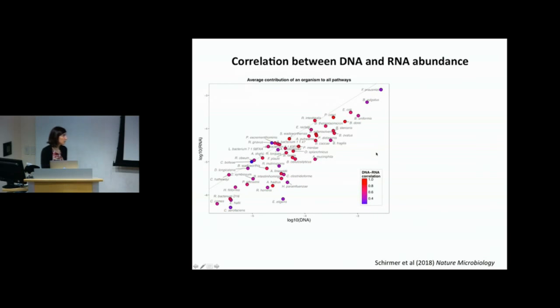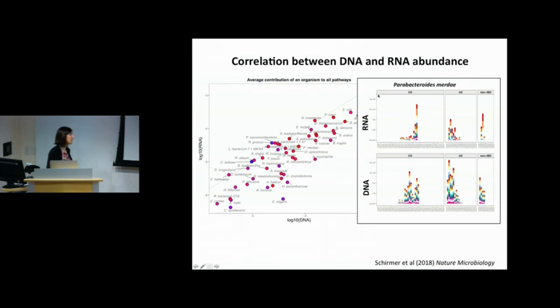So the first big overview here is just looking at DNA and RNA abundance for every species that we've seen. Now we're looking at pathways is what this plot is, but you get very similar results with other classifications. So looking at the pathways, you could see that in general, if you've got DNA for a given organism, you have similar abundance of RNA for that organism. The dots are colored based on the correlation.